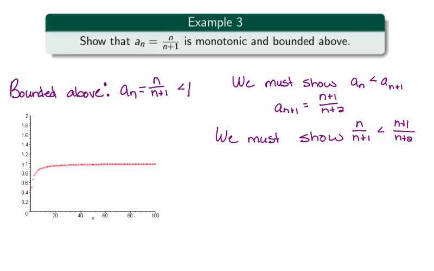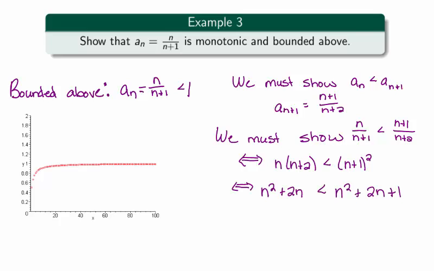n divided by n plus 1 is less than n plus 1 divided by n plus 2 if and only if n times n plus 2 is less than n plus 1 squared. But this is if and only if n squared plus 2n is less than n squared plus 2n plus 1, which happens if and only if 0 is less than 1. Since this algebra led us to a true inequality, 0 is less than 1, it follows that the sequence is in fact increasing and hence monotonic.